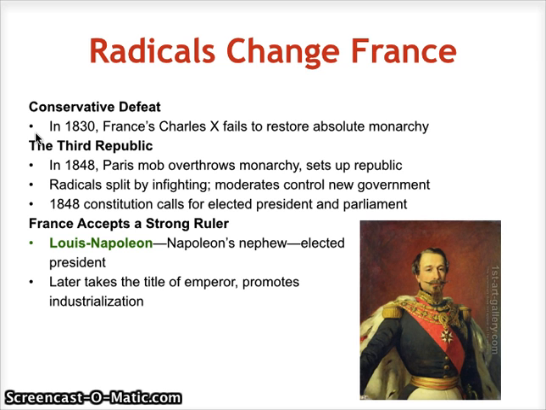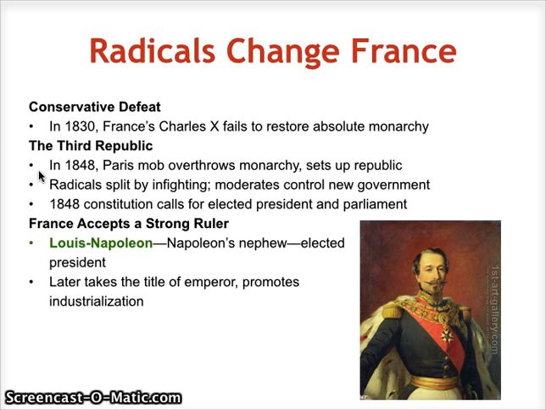So in 1830, we have France's Charles X. He is trying to restore an absolute monarchy in France. Now, remember what they did to their last absolute monarch. Louis XVI was beheaded. So we already know that France is not going to react well to an absolute monarchy. And Charles X fails at this. In 1848, Paris ends up having another mob to overthrow this monarchy.